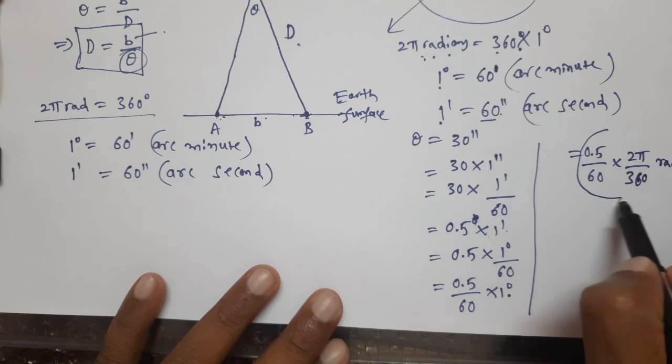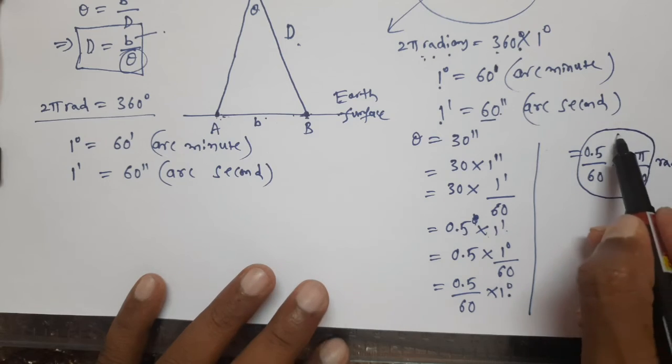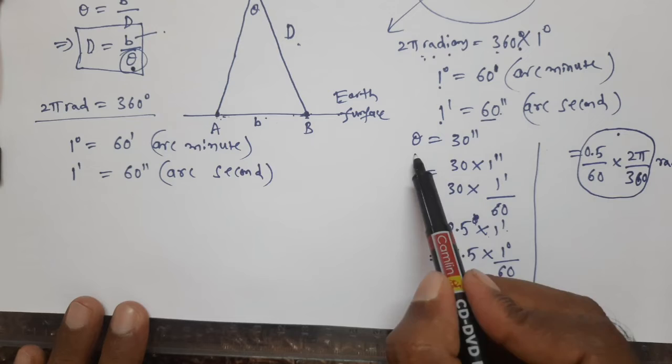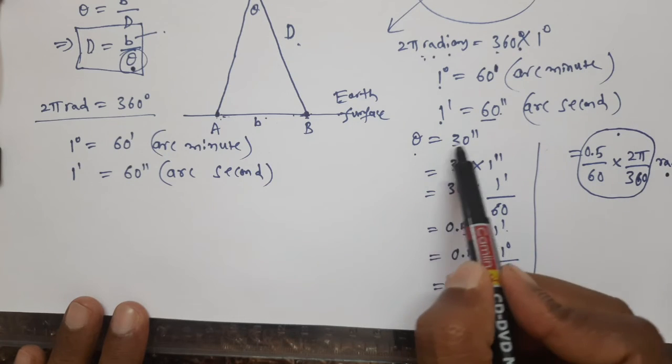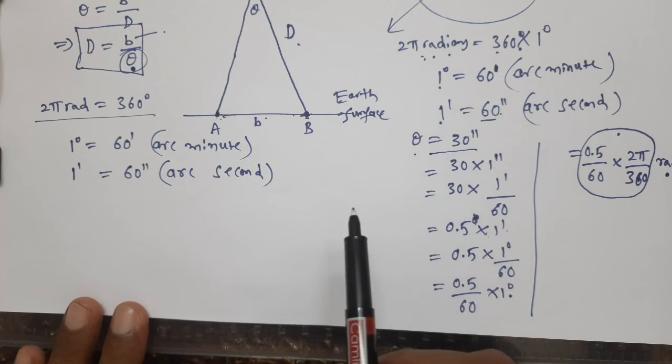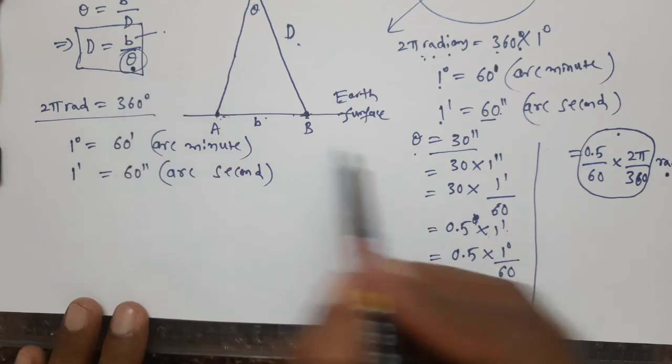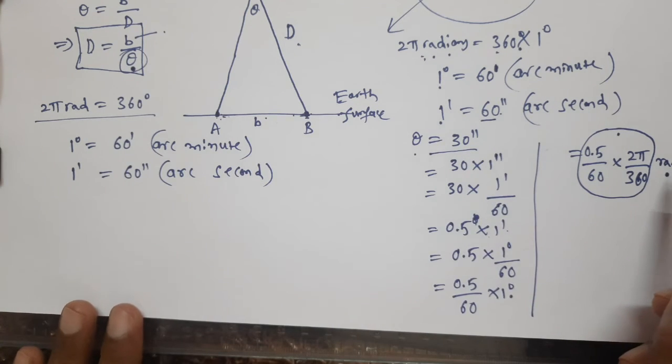So whatever value we get here must be substituted in place of theta, because now the theta value is in radians. Actually we are getting this theta value in arc seconds, but we are not supposed to substitute this arc second value directly here. We have to convert this value into radians. So directly we cannot convert.